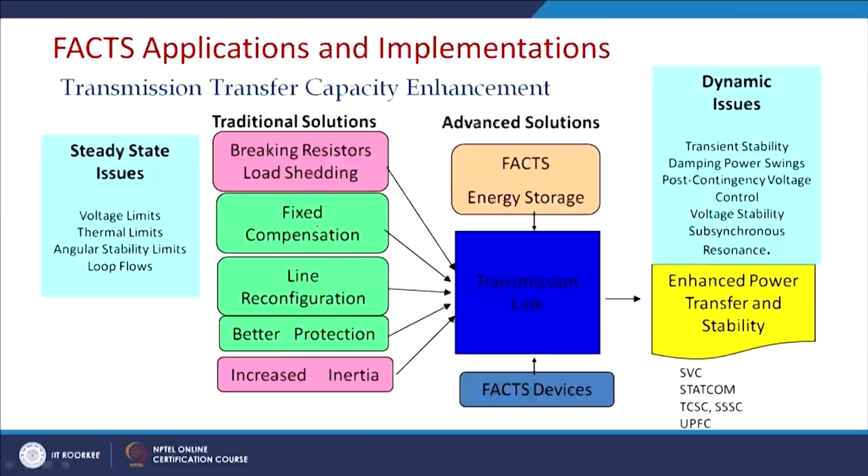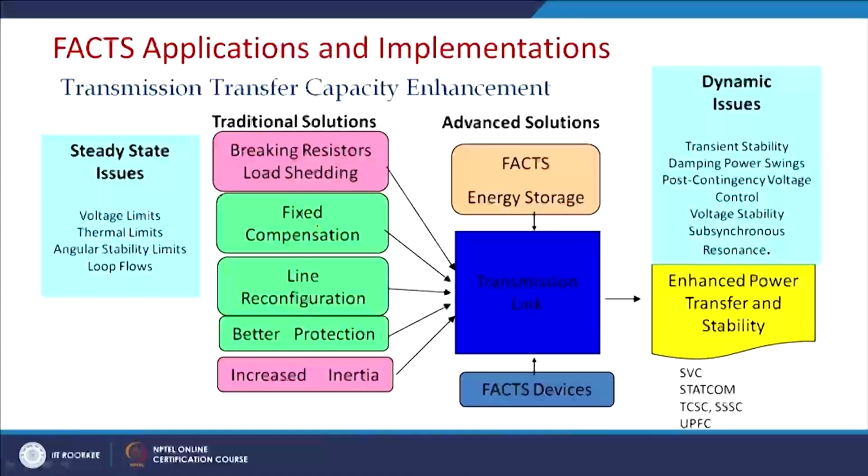Now, let us see the applications and the implementations. There are steady state issues and there are dynamic issues. Steady state issues are the voltage limits, thermal limits, angular stability and the loop flow. The traditional solutions are the braking resistors and the load shedding. When you have a greater amount of load, you are required to shed a part of the load. But you have fixed compensations, so you cannot do much about it, and you have line regulations, better protections and increased inertia.